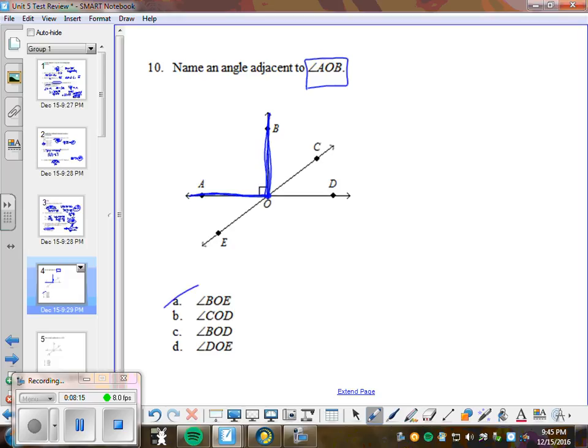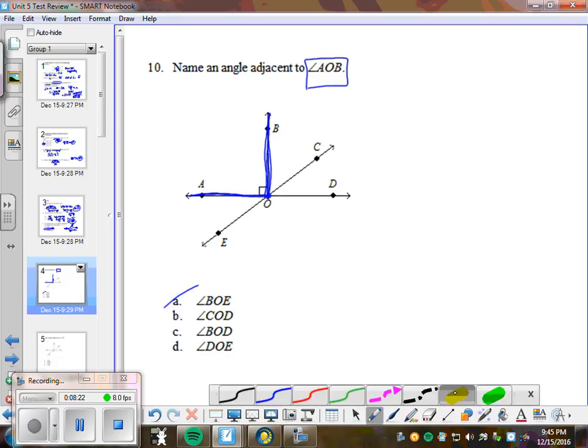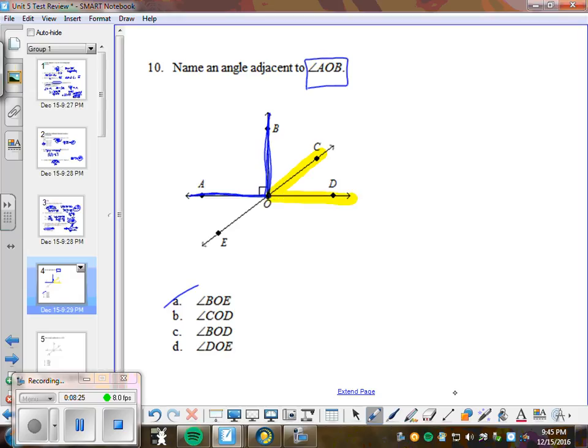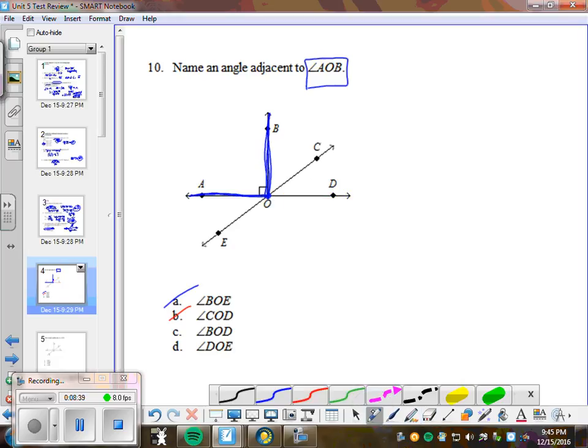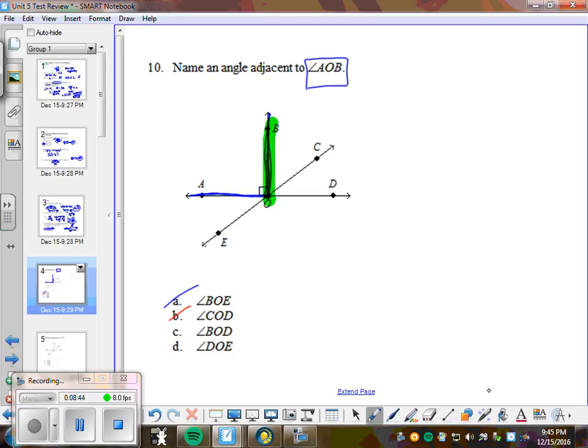So mark him out. How about COD? COD is here. Okay, that is not adjacent because there's still an angle in between that one. So that doesn't work. All right, so hold on. So let me erase this. Now let me highlight BOD. Okay, BOD. Okay, that one is next to that one. So that would be our answer.